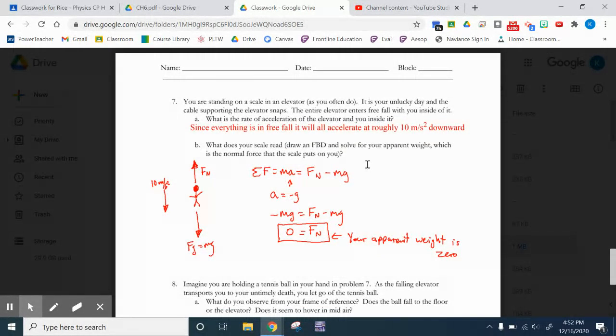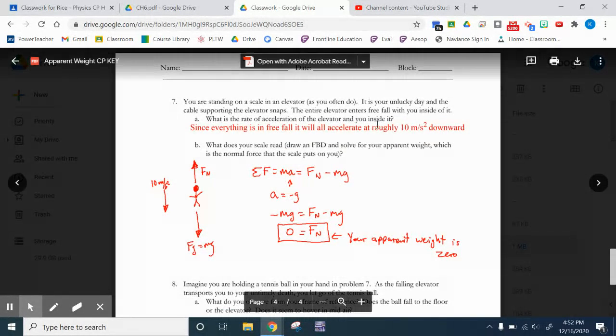Getting close to the end here. If you stand on a scale in an elevator, as you often do, of course, it is your unlucky day and the cable supporting the elevator snaps. The entire elevator enters free fall with you inside it. What is the rate of acceleration of the elevator and you inside it?